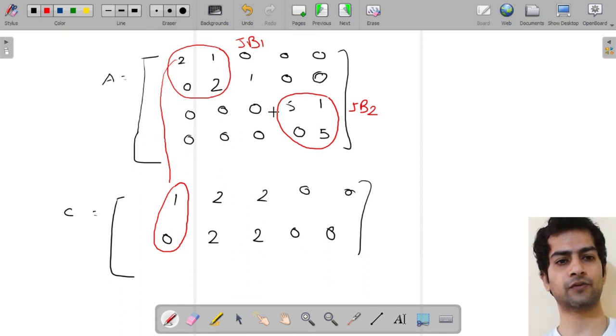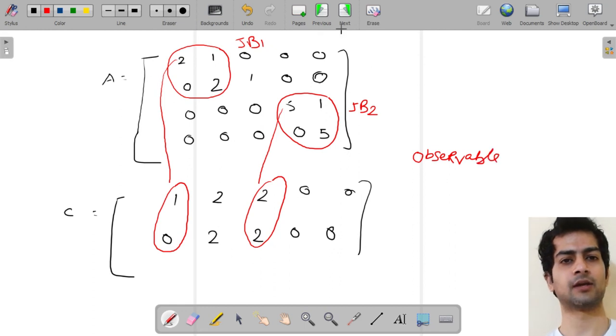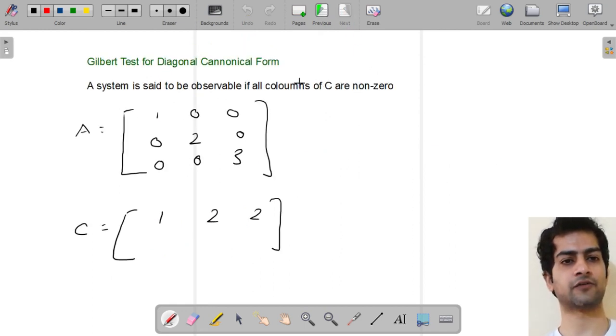So here also we will refer third column. Here also we will refer third column of matrix C, and here we can see that all elements of column C are non-zero. So our answer is observable. Now coming to the diagonal canonical form for checking the observability.